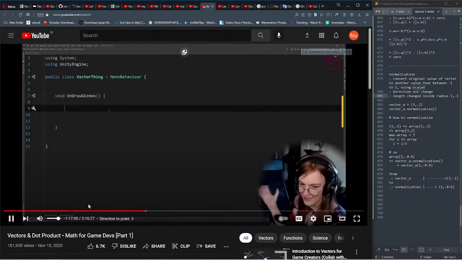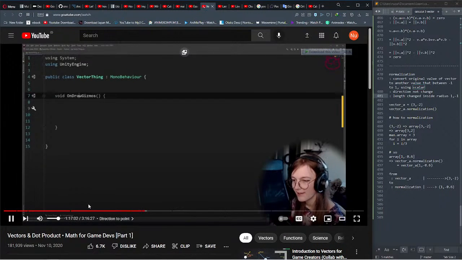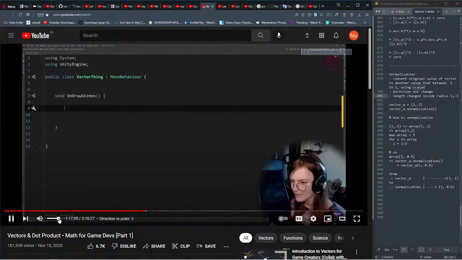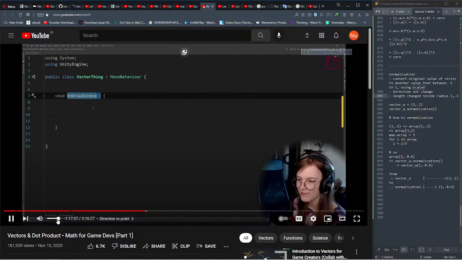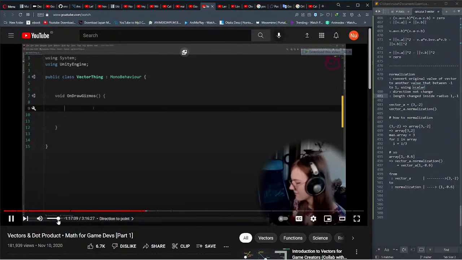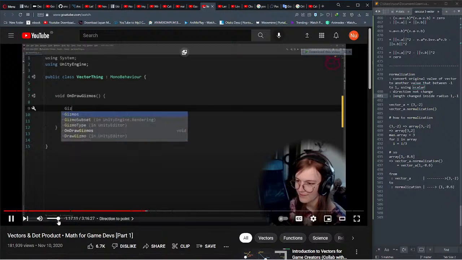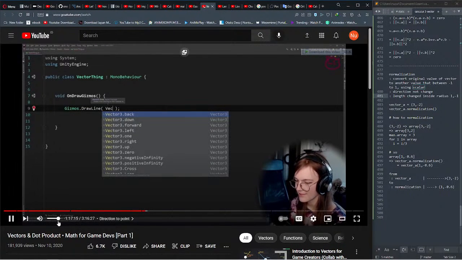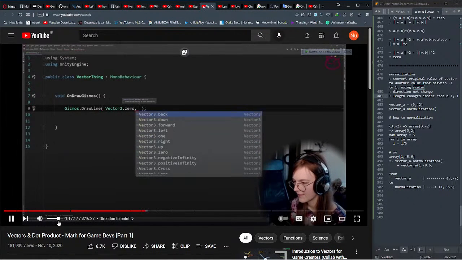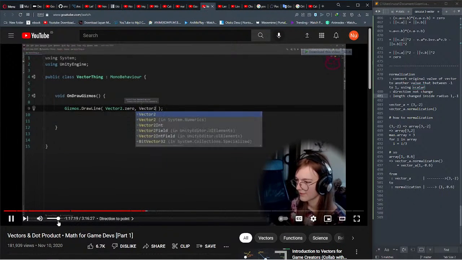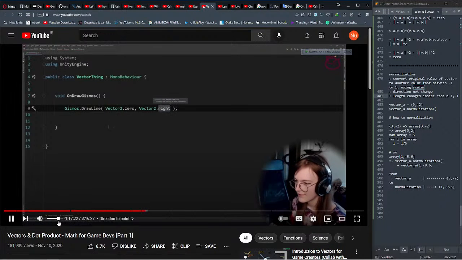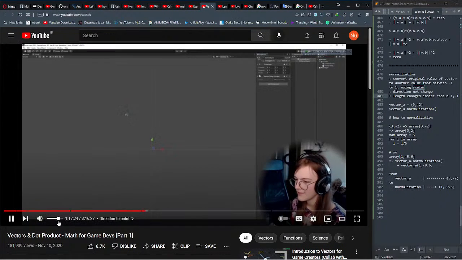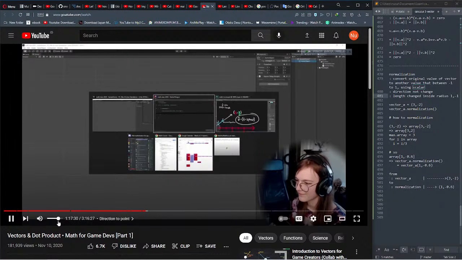So onDrawGizmos is a special function in Unity that is called in the editor, and you could optionally enable it in the game view as well, where you can draw lines and whatever. So you can do stuff like Gizmos.DrawLine, and then you can supply some positions, right? So we do something like that. Then we go back to Unity. We now draw a beautiful, tiny little white line, right?